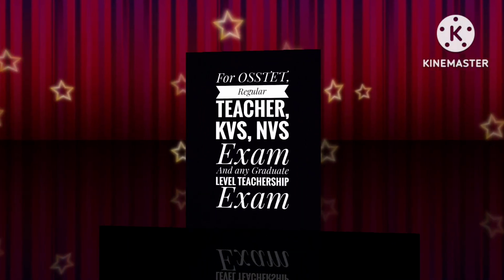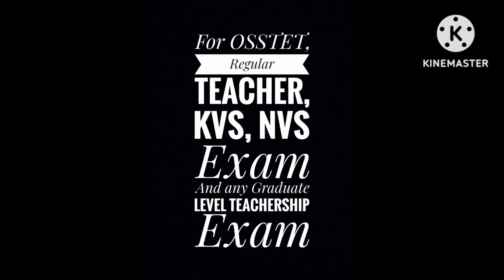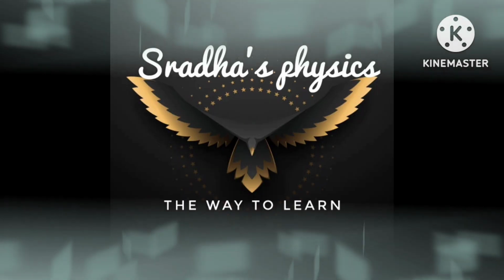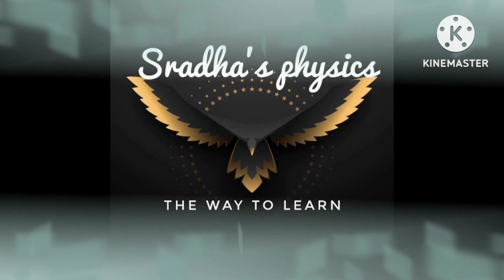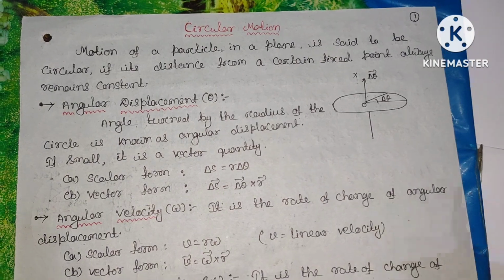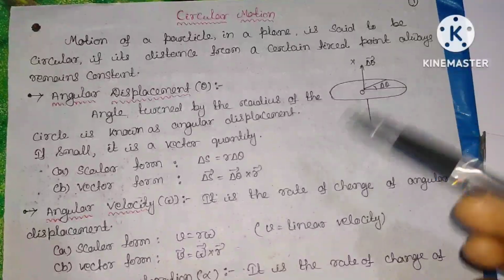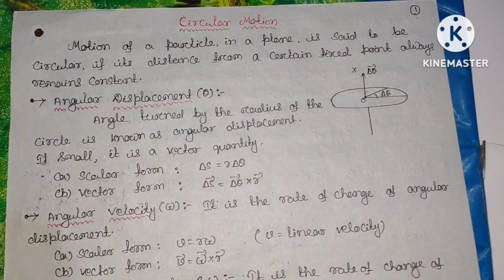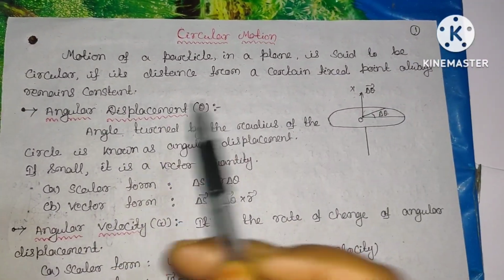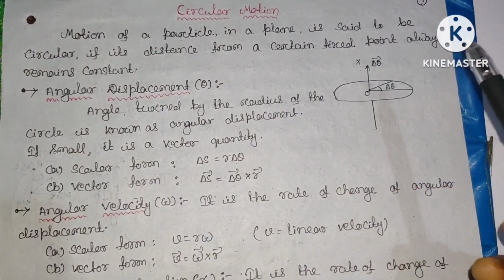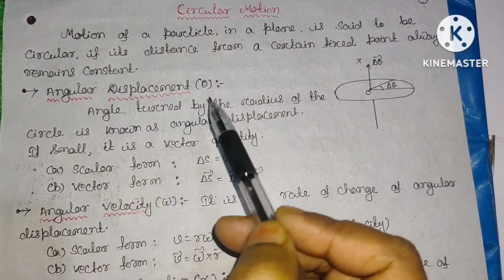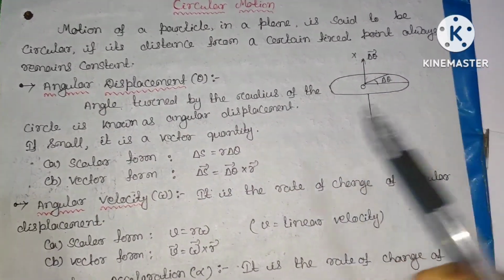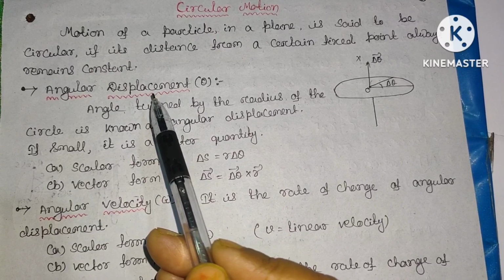This video is specially for the aspirants who are preparing for OSSTD, KVS, NVS, regular teacher or any graduate level teacher exam. Today our topic is circular motion. So there are some points which you need to recall. Circular motion is the motion of a particle on a plane is said to be circular if its distance from a certain fixed point always remains constant.